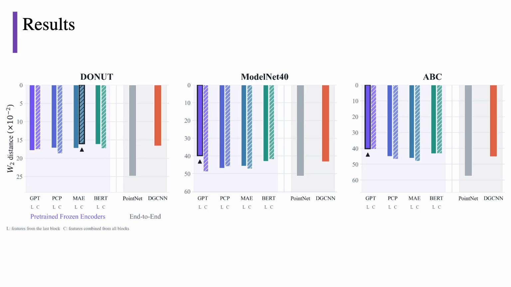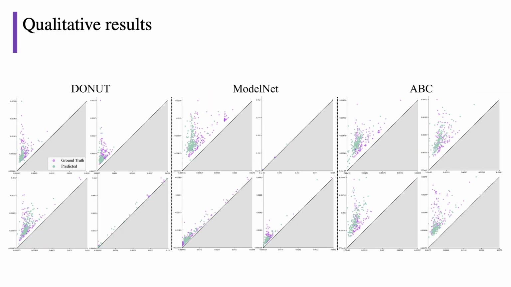Looking at our results across Donut, ModelNet40, and the ABC dataset, FILTR successfully leverages frozen encoder features to approximate persistence diagrams. It achieves competitive 2-Wasserstein distances compared to end-to-end baselines like DGCNN. Crucially, by relying on a pre-trained encoder, our method shows strong generalization capabilities to unseen data distributions. Qualitative results further demonstrate the ability of FILTR to predict persistence diagrams from data distributions unseen during training.